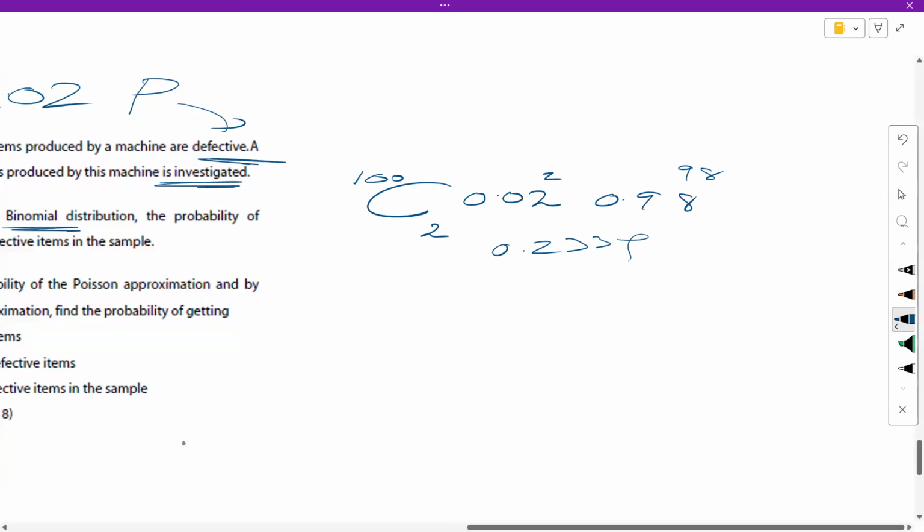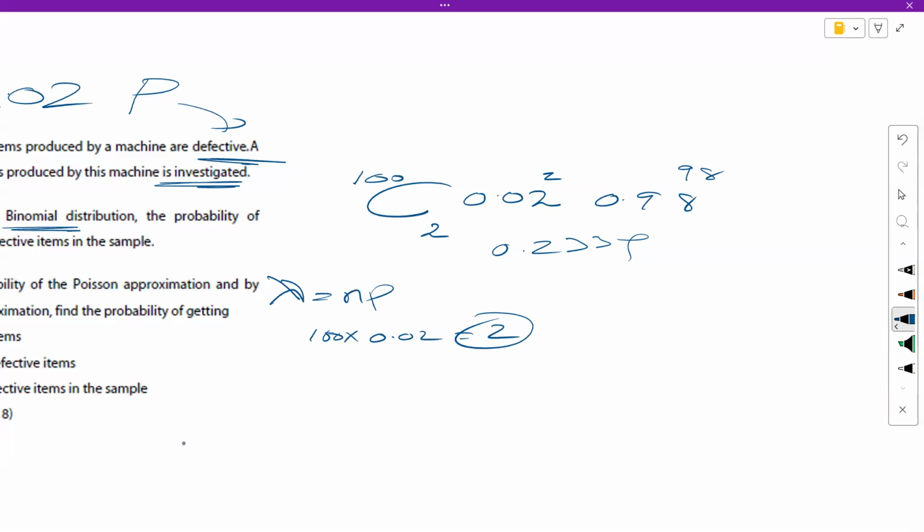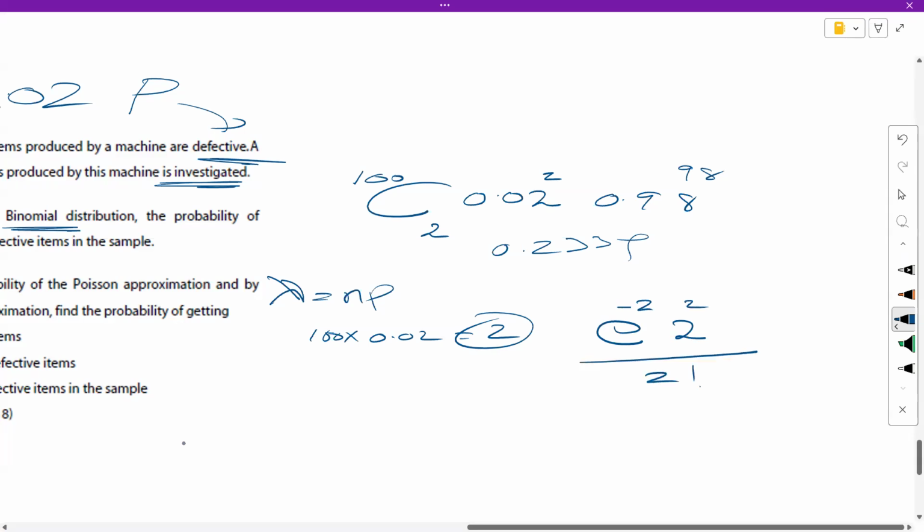Now let us apply the Poisson distribution for the same scenario, so that we need to find the lambda. Lambda is the mean, np. So n here is 100, p equals 0.02. Therefore np equals 2. Now let us apply the Poisson distribution. Here e to the power minus lambda, lambda to the power x, over x factorial.